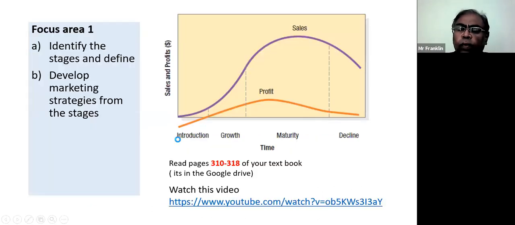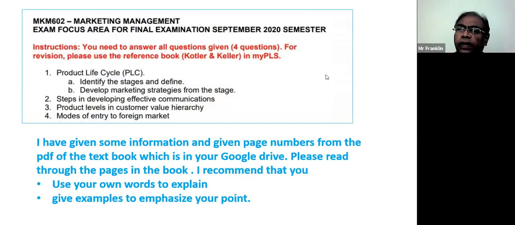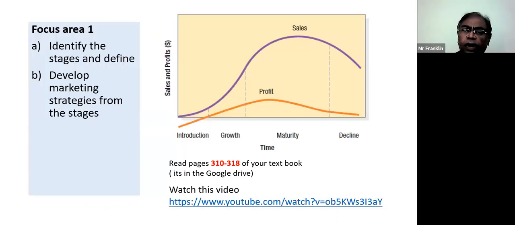Now, what is the product life cycle? A product is like us also. We have a life cycle. We are born, and then we grow, and then we mature, become old, and then we go to the grave, we die. Same like us, most products have a life cycle.